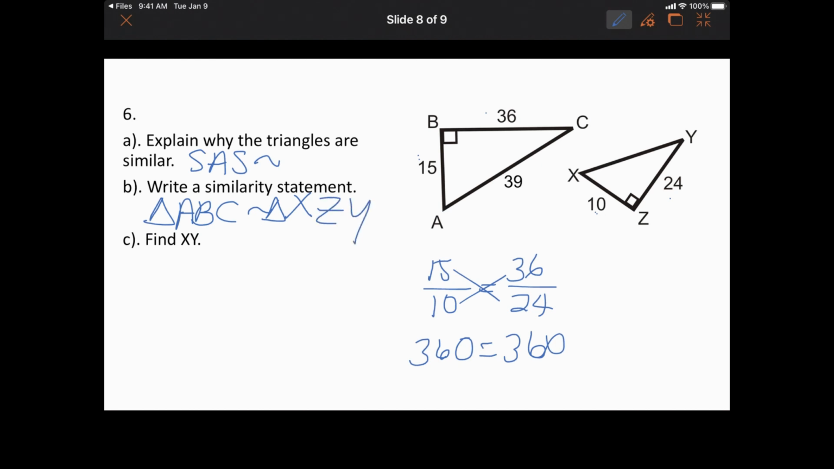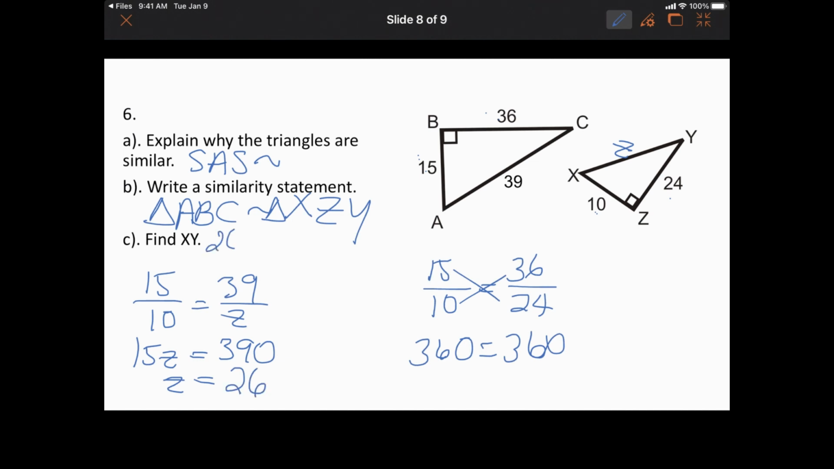Okay. Then we're going to find the hypotenuse. I'm going to use lowercase z. Now here you can use either 15 and 10 or 36 and 24. You can go with 10 and 15, and it's 39 and C. And that is 26. Do you have any units? No, I don't. All right, there you are. Similarity.